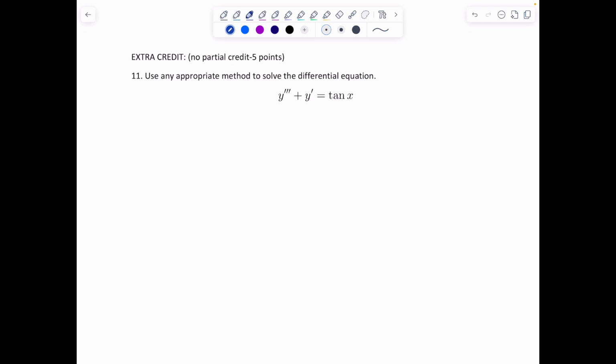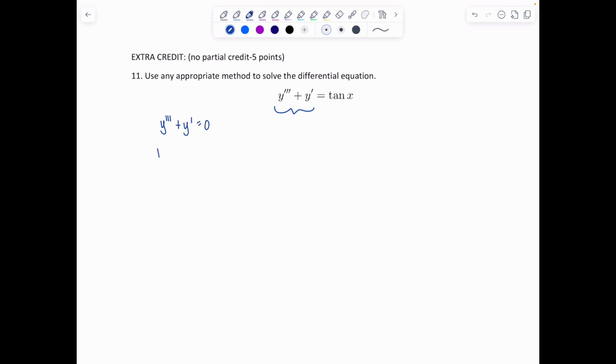Okay, use any appropriate method to solve the differential equation. So this is third order, constant coefficients, not homogeneous, but we don't have an annihilator for tan x. So we're going to go ahead and use variation of parameters to solve this guy. I'm trying to think if there was anything else that would have worked. Okay, so let's first solve the homogeneous equation, y triple prime plus y prime is 0.